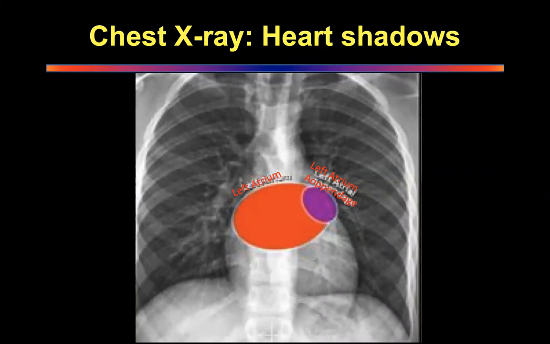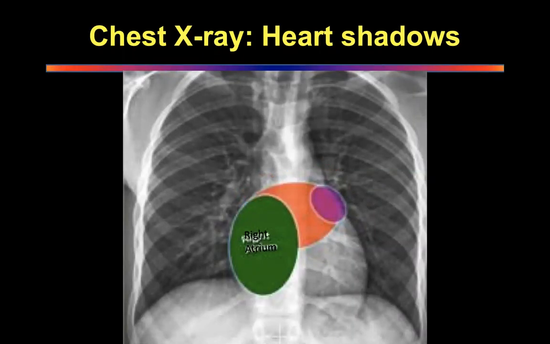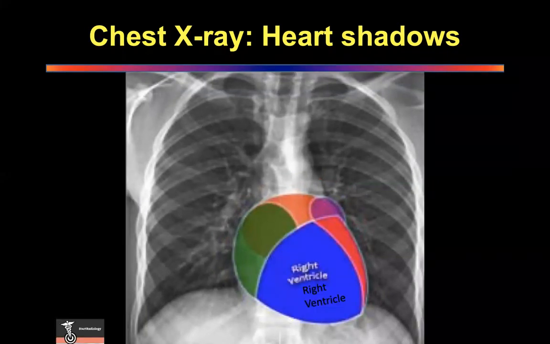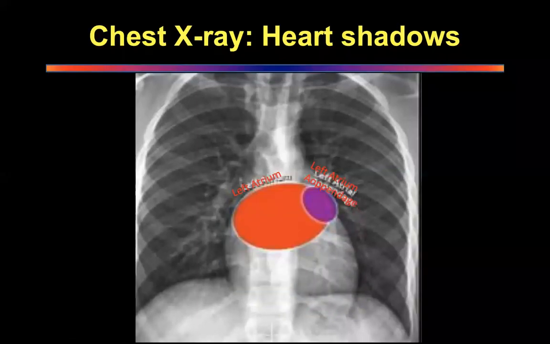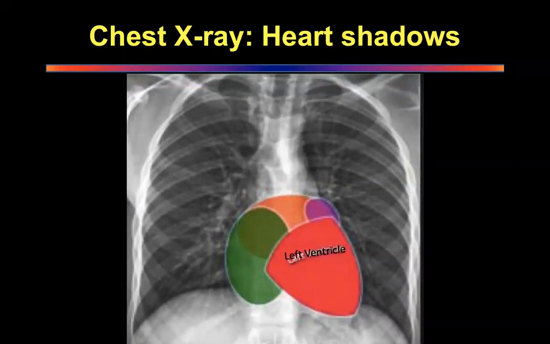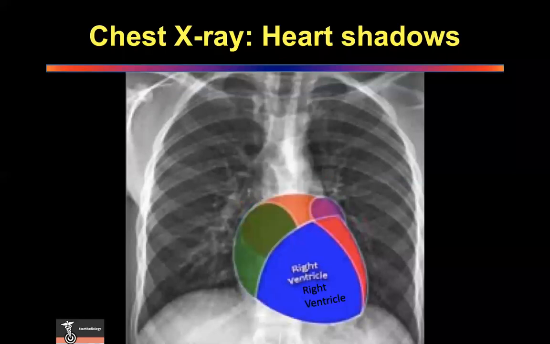So let me first try to explain to you how the shadows come. So here is the left atrium, which lies most posteriorly, and the left atrial appendage is peeping out to the left. The right atrium is superimposed on the left atrium. The left ventricle is superimposed on both of these, and the right ventricle is superimposed on the left ventricle. Okay, left atrium, left atrial appendage, right atrium, left ventricle, right ventricle.